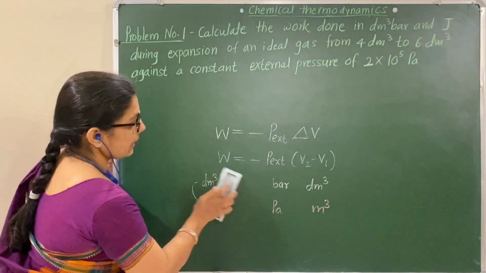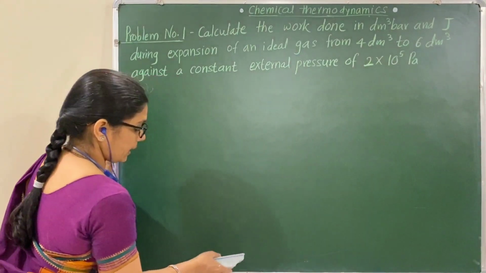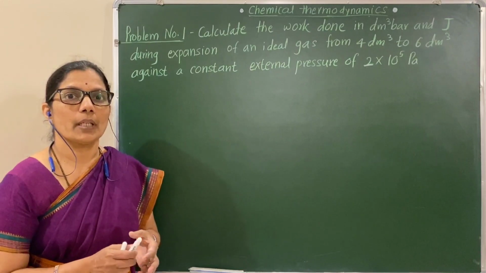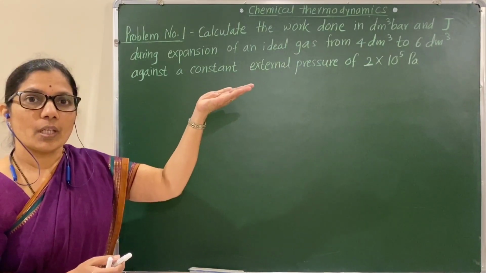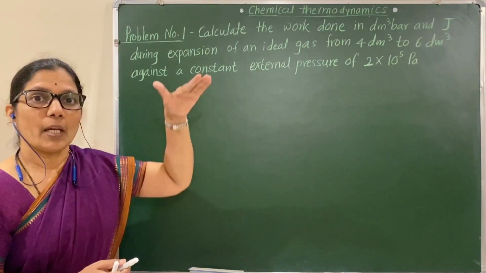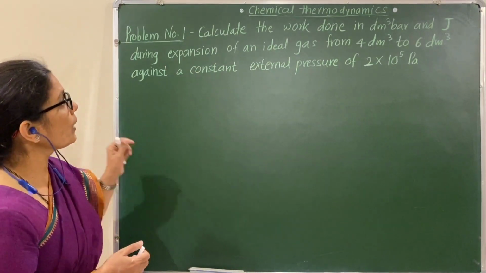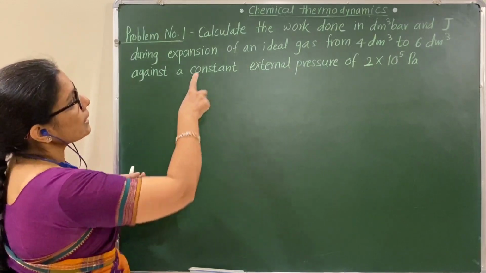Now let us see the numericals based on this formula. One more thing you have to remember: for work of expansion, W is negative, and for work of compression, W is positive. Okay. Now consider this.